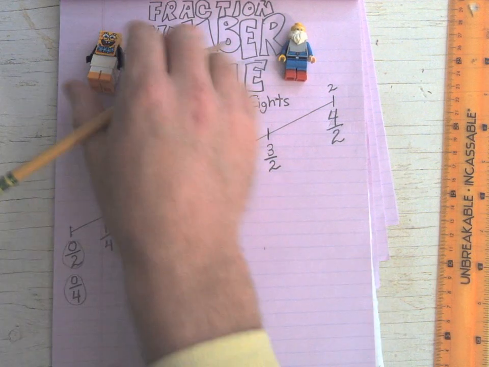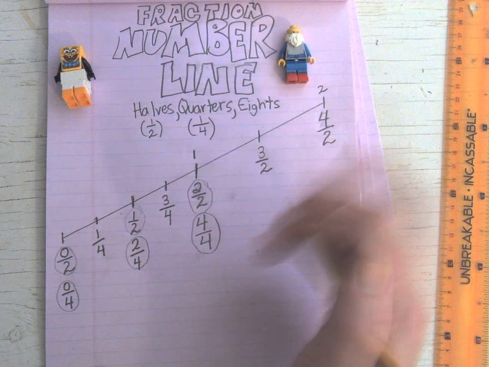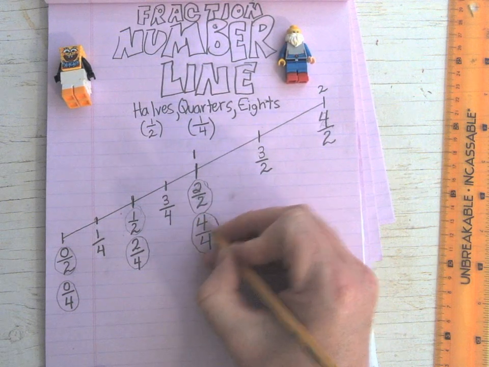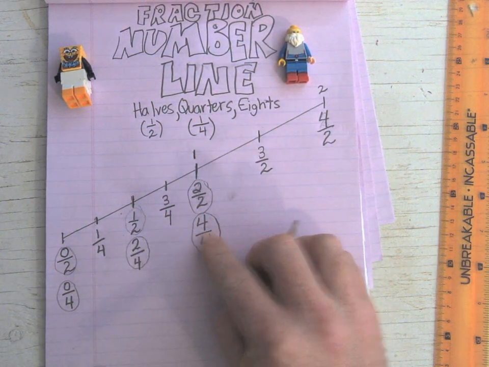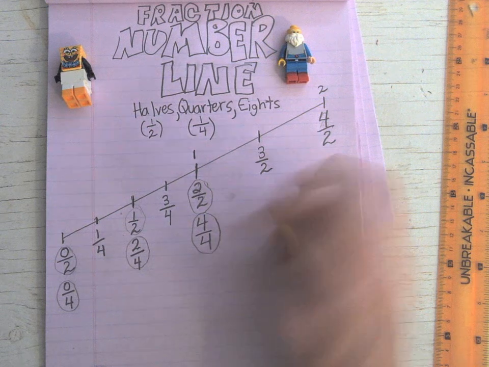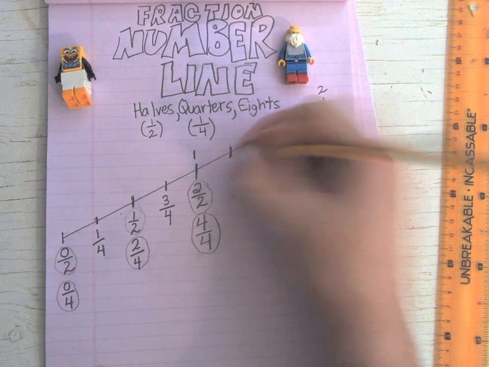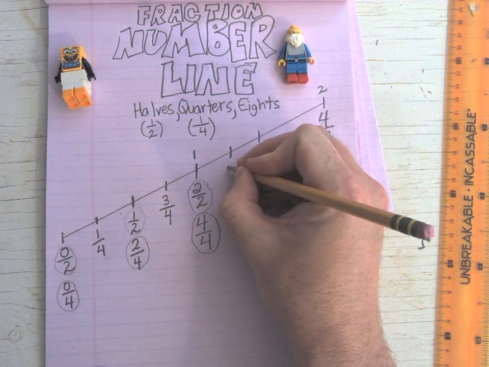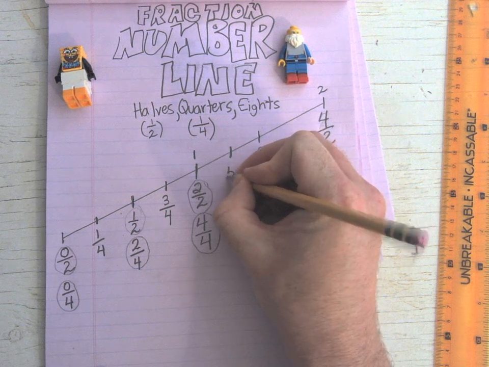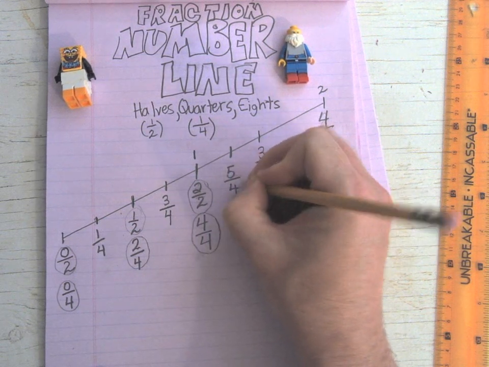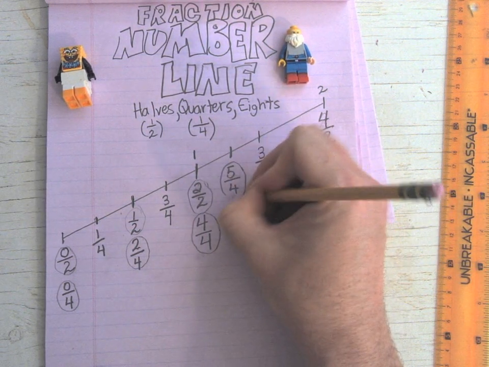You're doing good things. Okay, so I'm continuing on, and I'm still working with my quarters. So after 4 quarters, I have to add another quarter. So after the number 4 becomes 5 quarters.